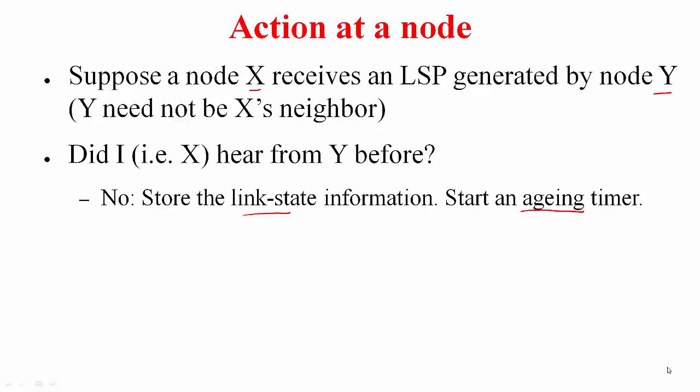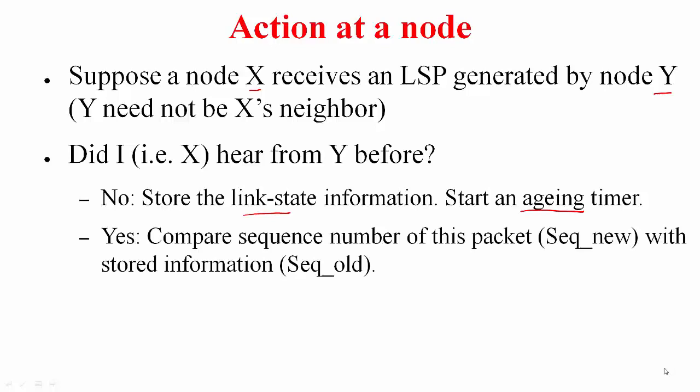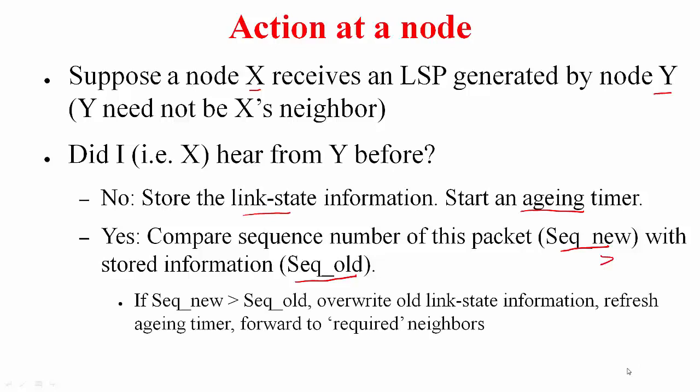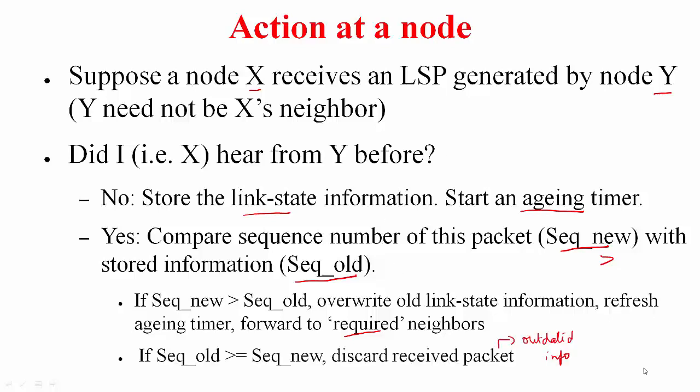What if X had already heard from Y before? What should it do then? Then it should compare the sequence number of this new packet with the sequence number that is already stored. If the new sequence number is greater than the old sequence number, what should the node do? Override the old link state information, refresh the aging timer and forward to the required neighbors. You don't have to forward to all, you will have to forward to a subset of the neighbors depending on where you got this information from, like we talked about earlier. What if the new sequence number is less than the old sequence number? You discard the received packet because you got some outdated information.